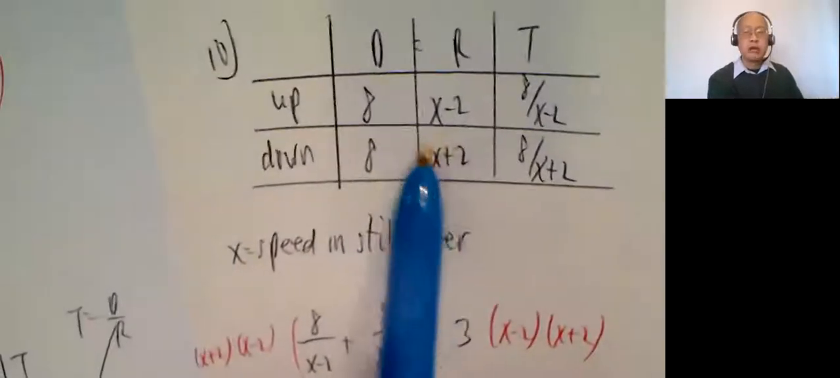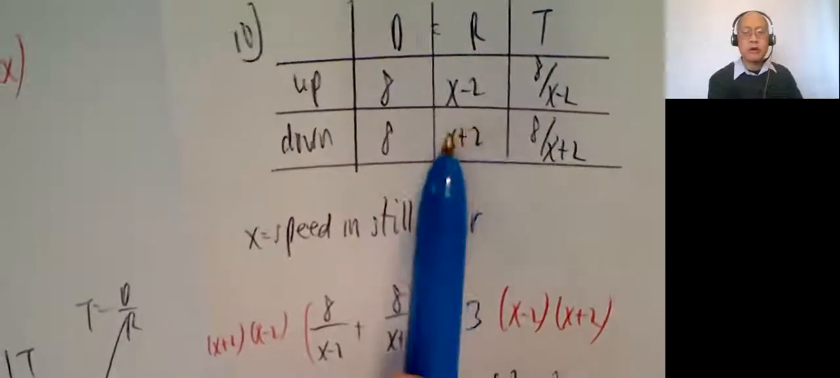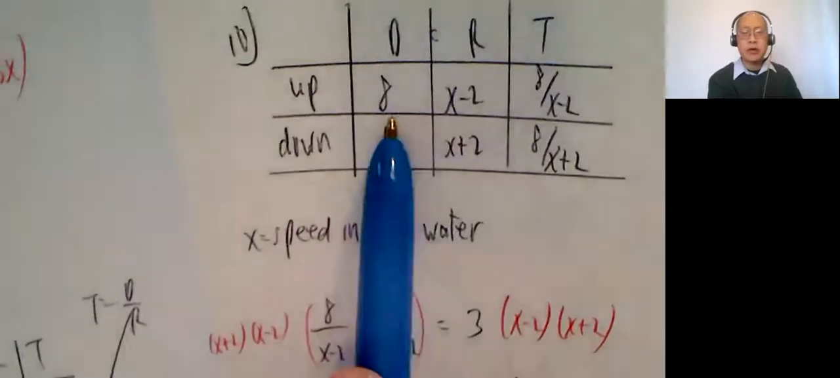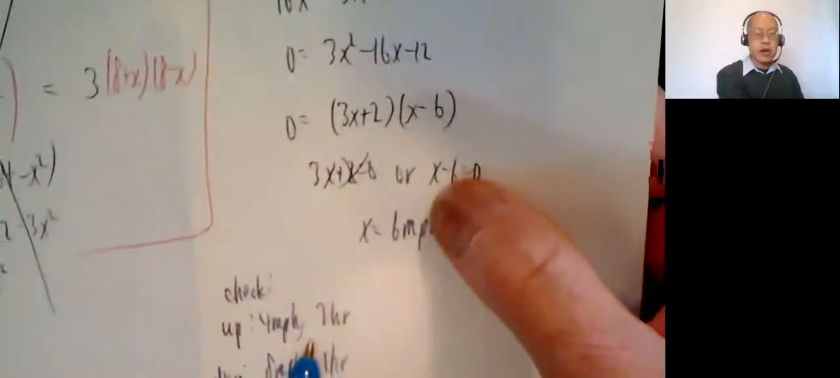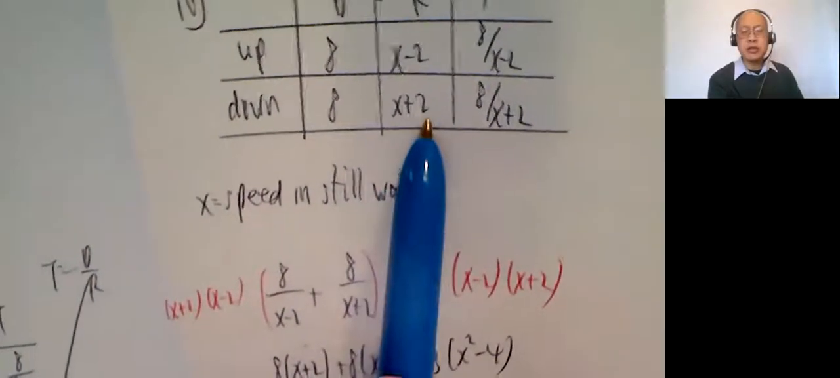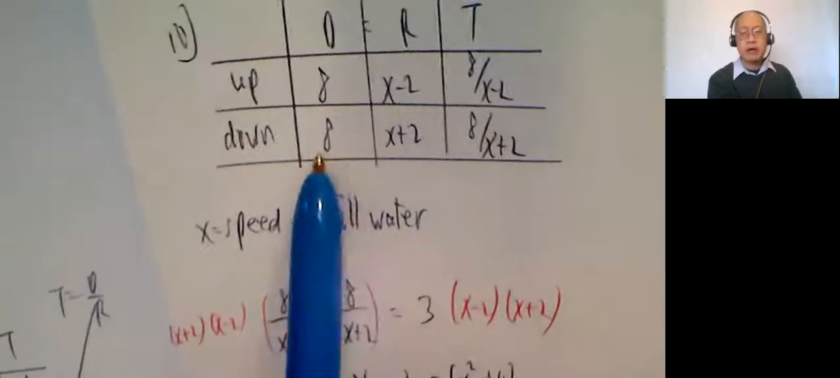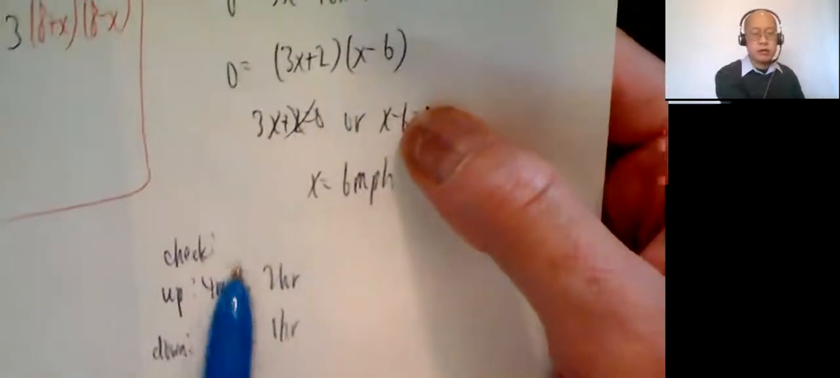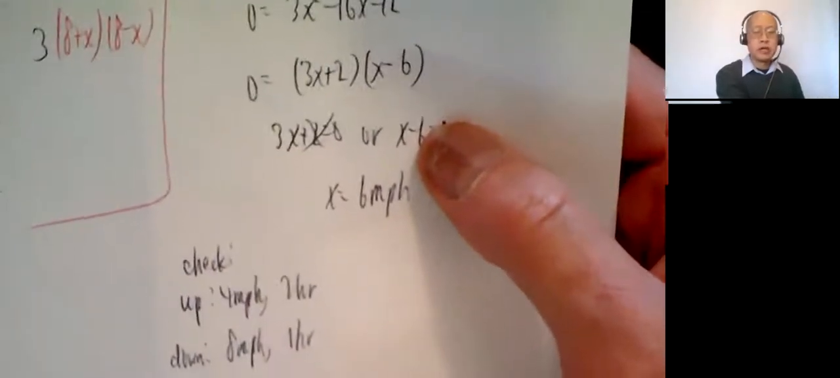Okay, and a little double check. 6 miles an hour. If you go upstream, 6 minus 2 is 4. So 4 miles an hour to go 8 miles would require 2 hours. Downstream, 6 plus 2 is 8. So 8 miles an hour to go 8 miles is 1 hour. So 2 plus 1 is 3. So the total is indeed 3 hours, just as we anticipated. Okay, so those are solution keys to Melham's exam 4 for Math 120.